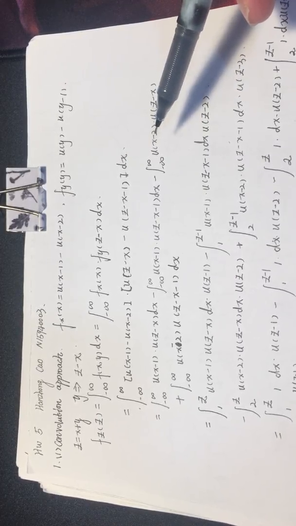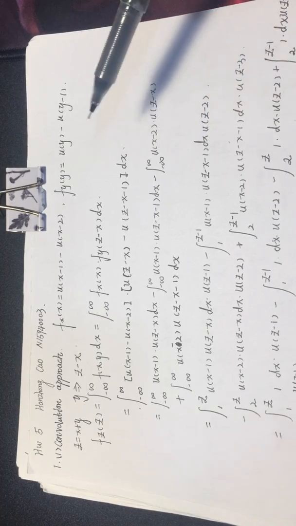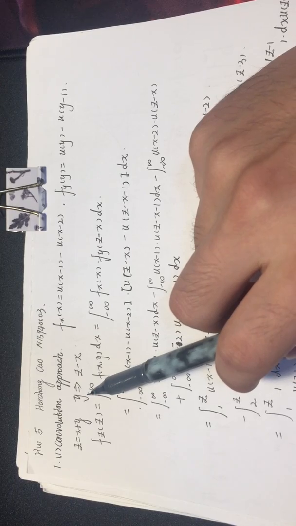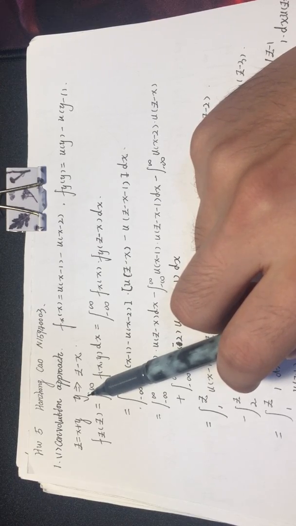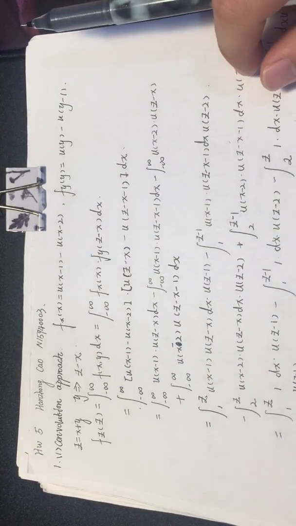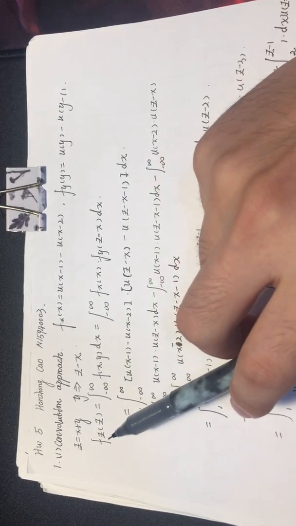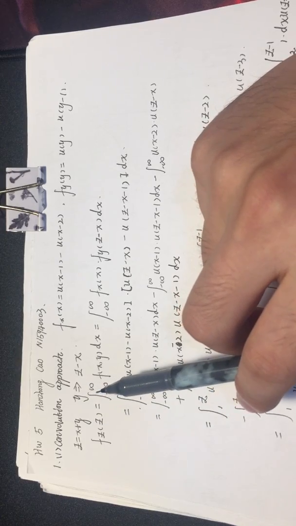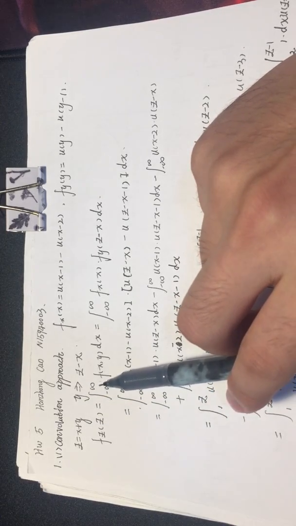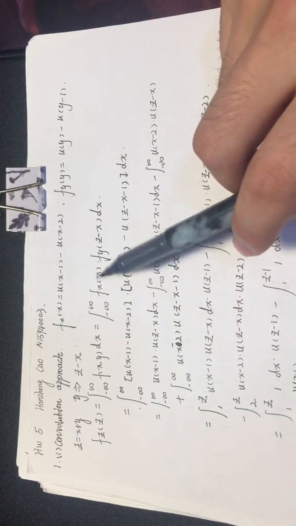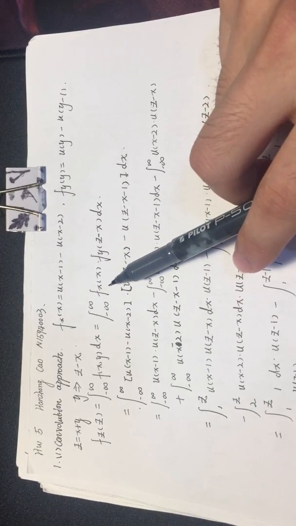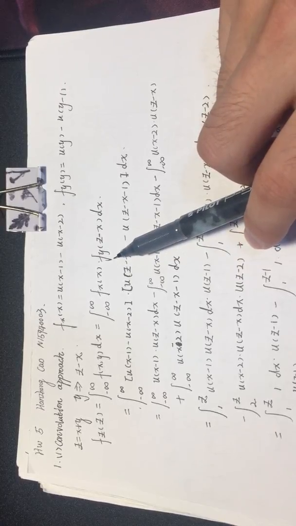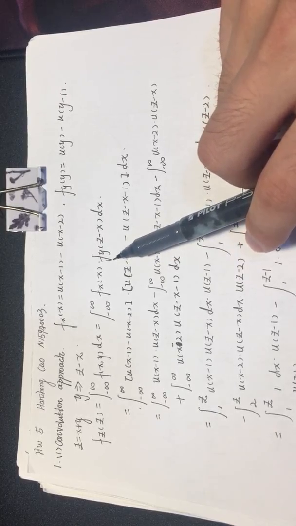The first way is the convolution method. We know that z equals x plus y, so we can get that y equals z minus x. In this way, fZ equals the integral from minus infinity to infinity of fX multiplied by fY.